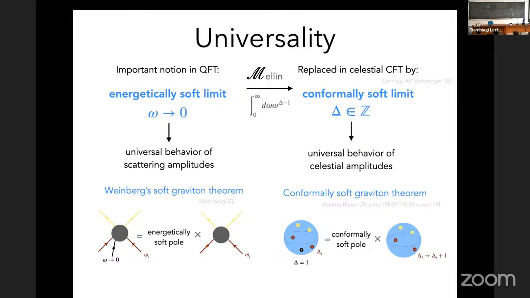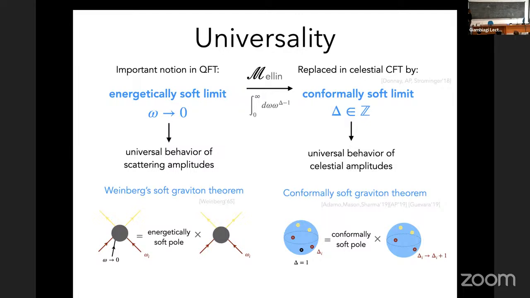The dual variable to energy is the boost weight, and so special values of the boost weight do correspond to the different terms in the low energy expansion of the energetically soft limit. This starts at the value of the boost weight being one. There will be a pole at this boost weight that leads to factorization of the corresponding celestial amplitudes. And that is the celestial analog of the leading soft theorem factorization property of the amplitude. So while there is no Wilsonian decoupling, we still have a sense in which the low energy physics gets encoded in some very distinct, explicit properties of the corresponding celestial correlator.